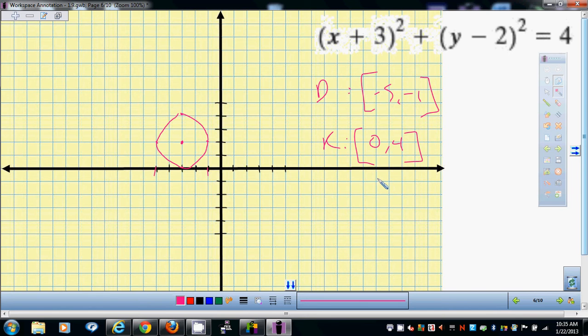Questions on the graphing? Only thing I need is the graph, the domain, and the range. Everything else will be kind of included.